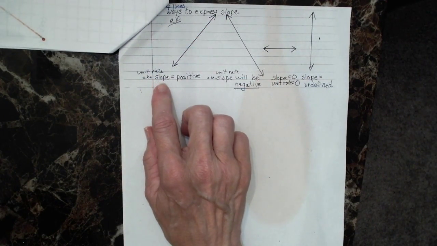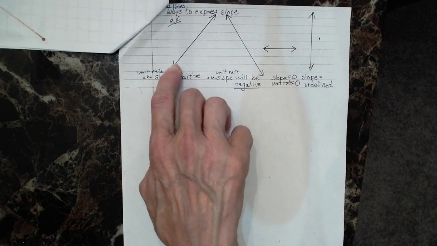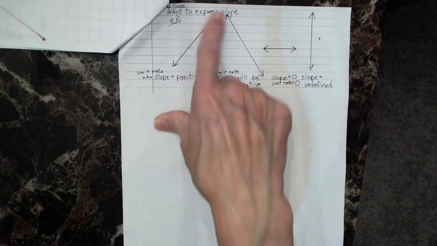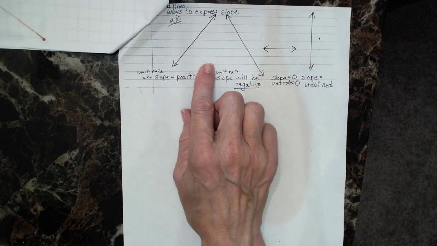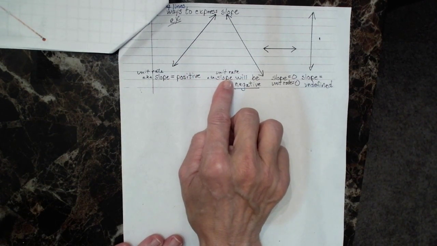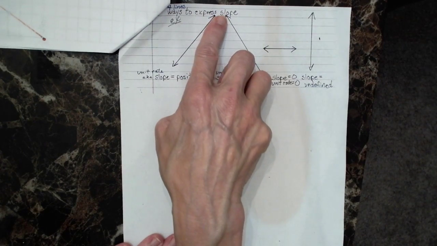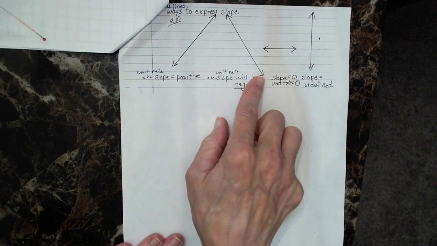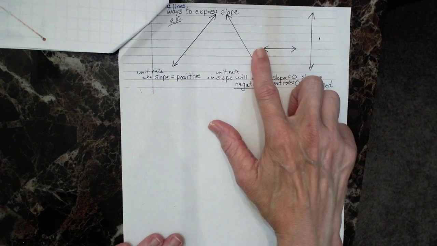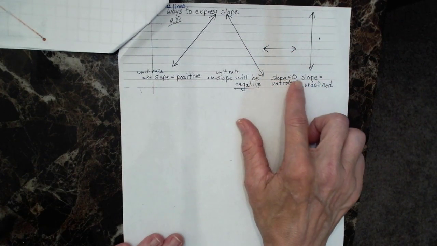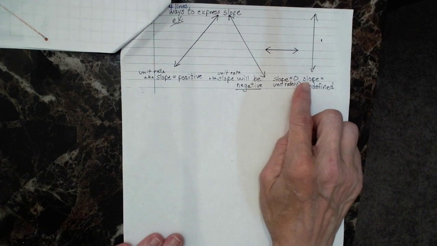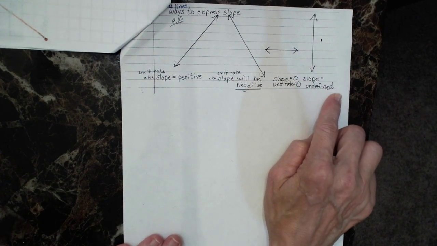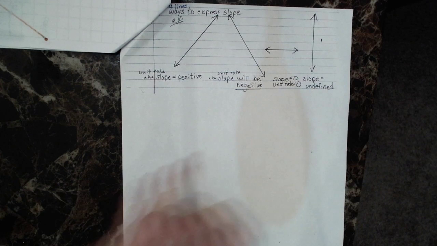When you have a slope that is positive, your line will be moving up as you move from left to right, like you're reading a book. If you have a negative slope, your line moves down as you're moving left to right. If you have a horizontal line, your slope will be 0. If you have a vertical line, your slope is called undefined. And that's the end of this lesson.